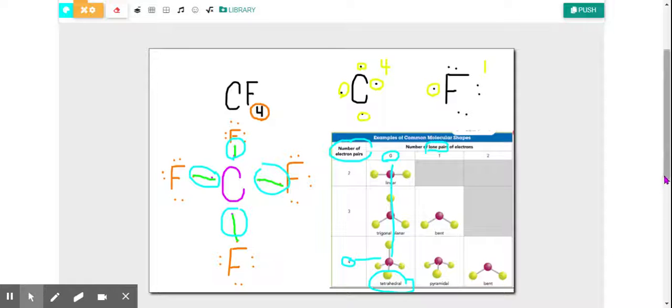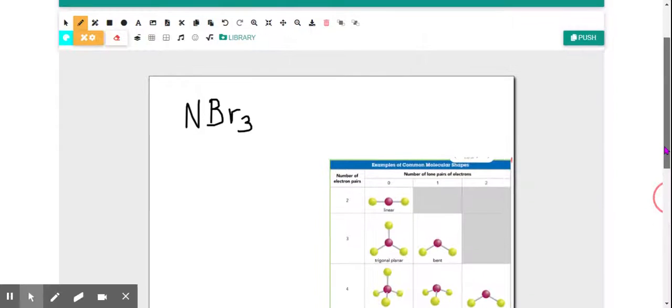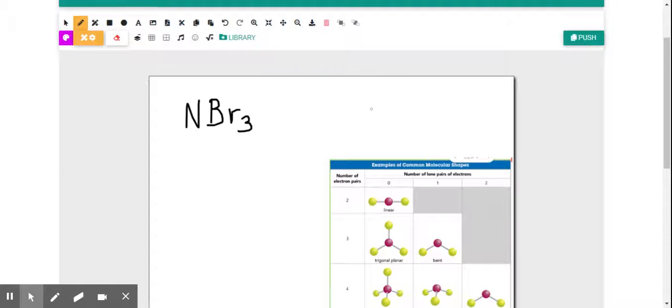Okay, so let's look at our next compound. All right, our next compound is NBr3. So we're going to go through the same process, guys. We're going to draw the Lewis dot structures of the individual elements first. So we've got nitrogen, and we've got bromine. And this is going to help us to always determine what element goes in the middle of the compound.